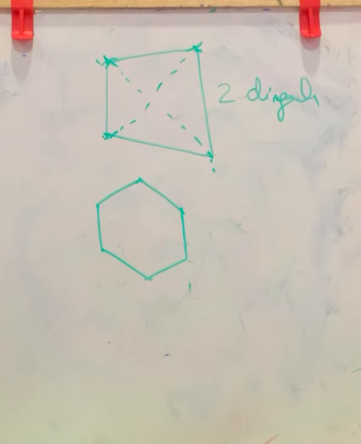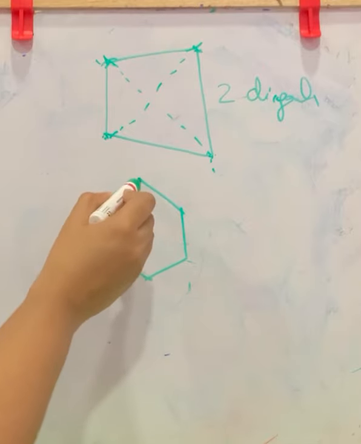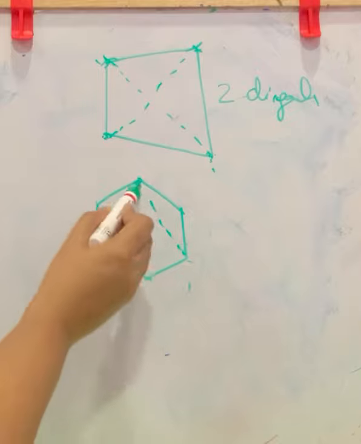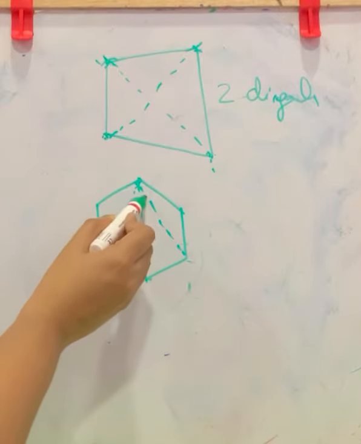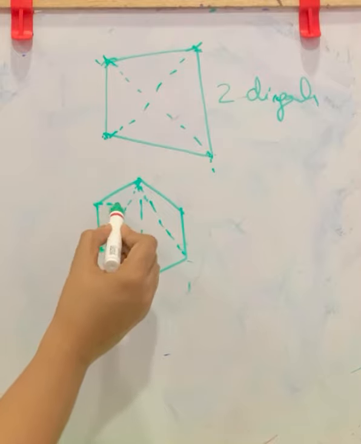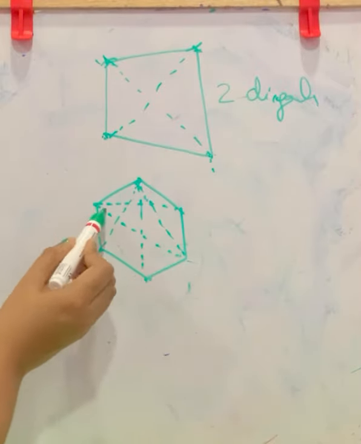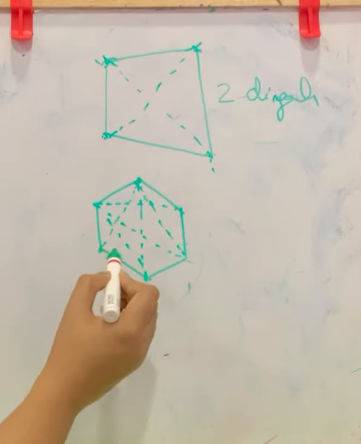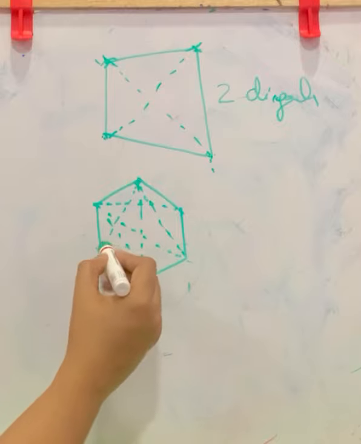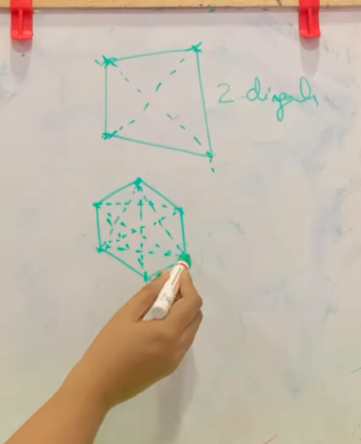Now check how many diagonals are there. Starting from this point, the non-consecutive points are this and this, also this one. So 3 is there. Now next is this point. From this you can draw 4th one and 5th one and 6th one. Now from this point we have already drawn one. So next is 7th one from here and here.